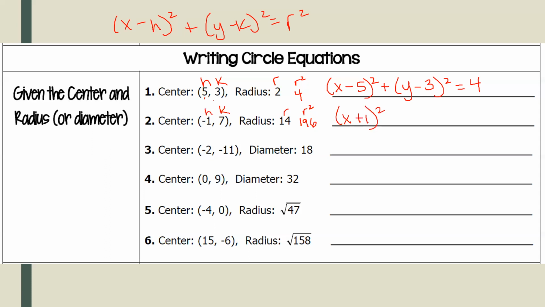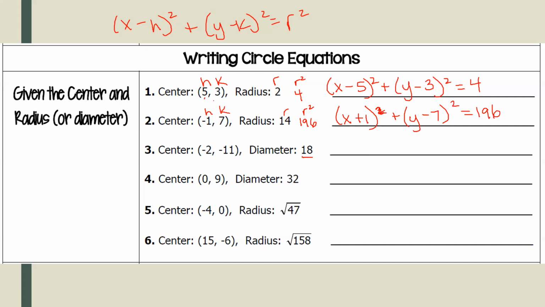Another thing that students tend to forget, be very careful. Don't forget that's the squared part. That's very important. And then we have y minus k. k is 7, so it just says minus 7 squared equals r squared, 196. Easy peasy. They might try to get a little tricky on you.